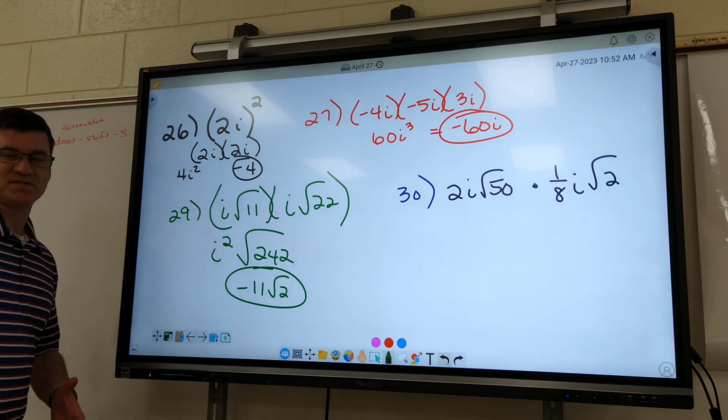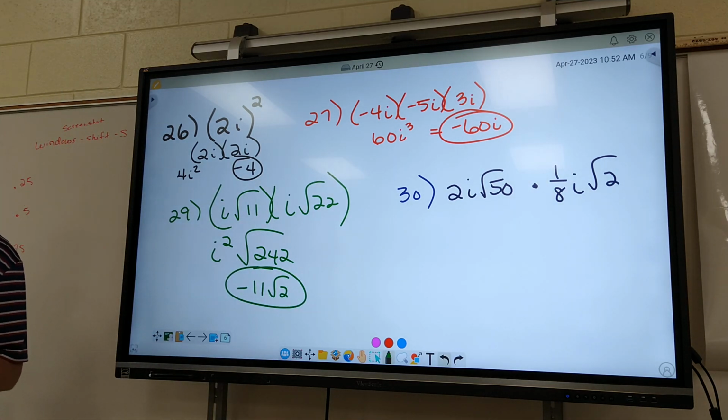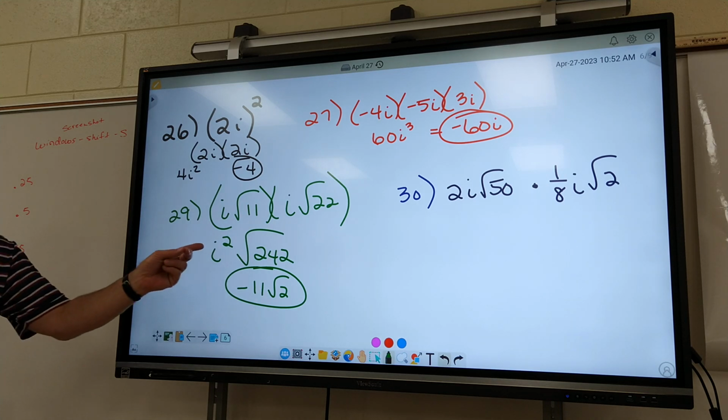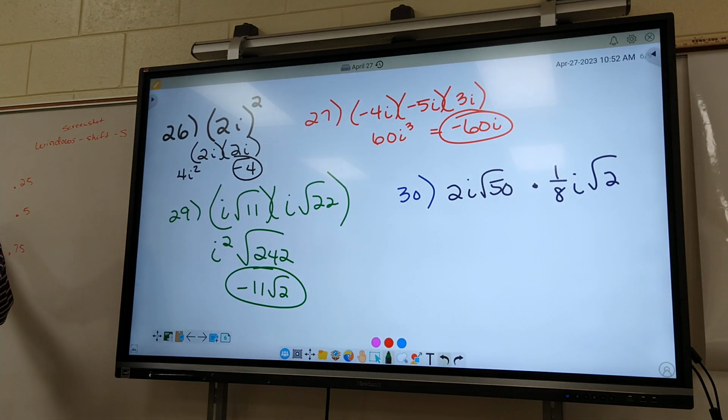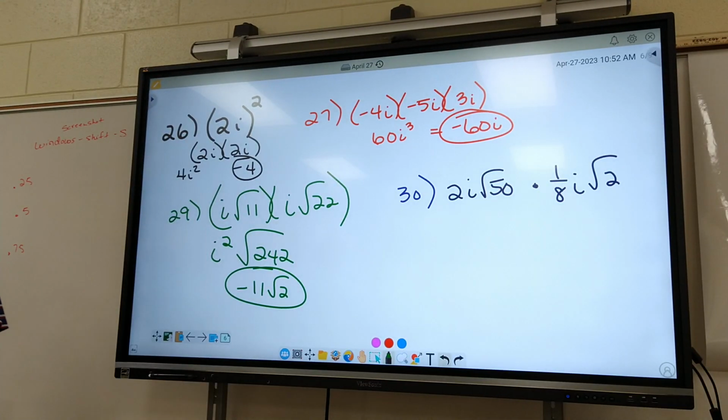All right, wait a minute. I skipped a step there. Where did the negative come from? i squared changes to negative 1. So that's how I got negative 11.